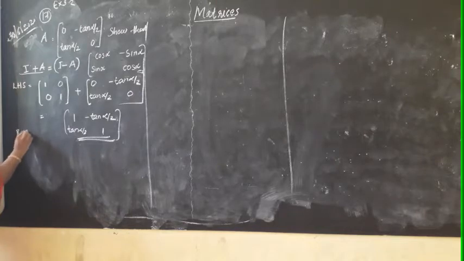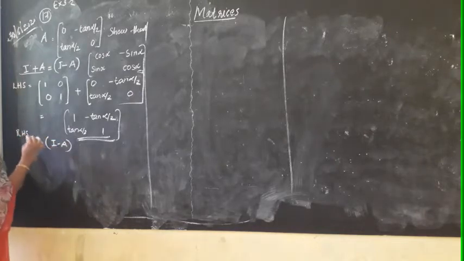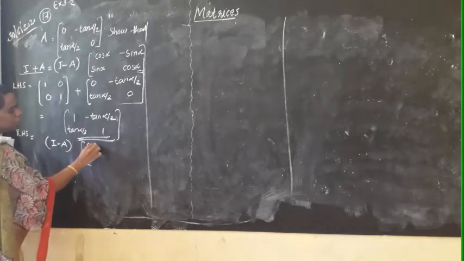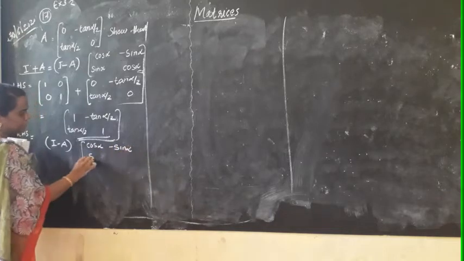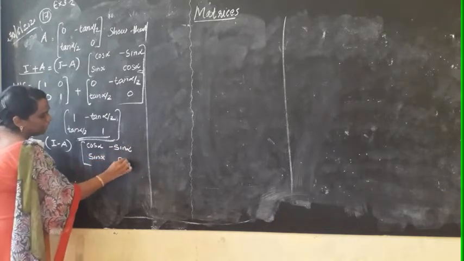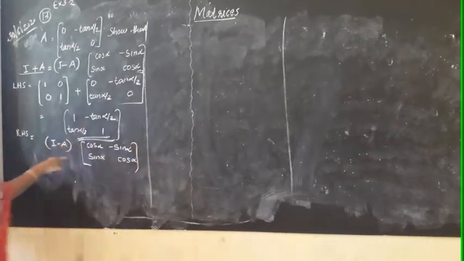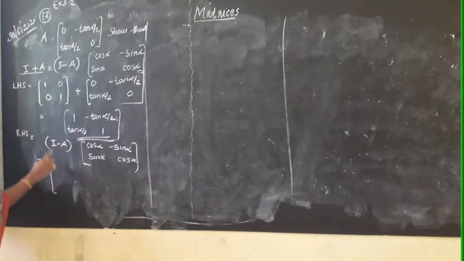Now we can have RHS. What is on the RHS? RHS is equal to I minus A into cos alpha, minus sin alpha, then sin alpha, cos alpha. We wanted to prove these two are equal. I minus A. What is I?